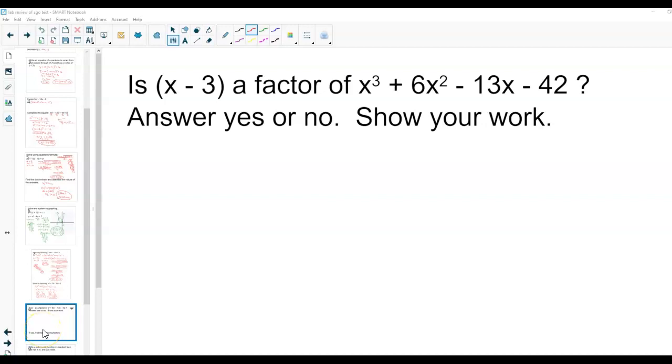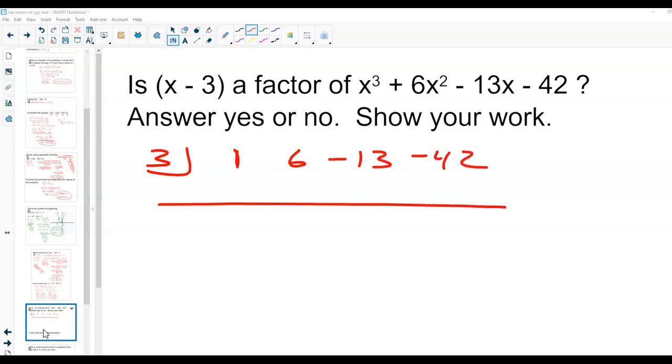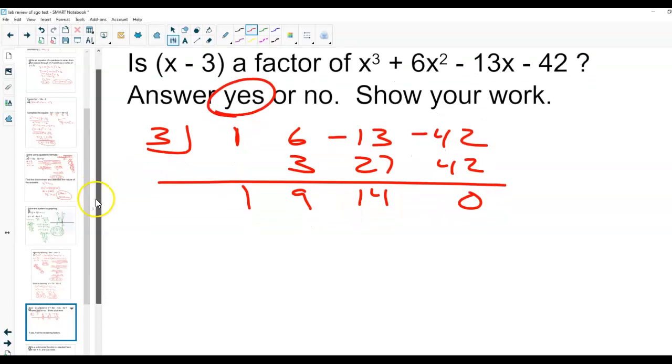Determine whether x minus 3 is a factor. What number makes x minus 3 equal 0? It's 3. And we're going to synthetically divide. Drop the 1. 3 times 1 is 3. We get 9. 9 times 3 is 27. We get 14. And 14 times 3 is 42. So therefore, we can check off, yes, x minus 3 is a factor.